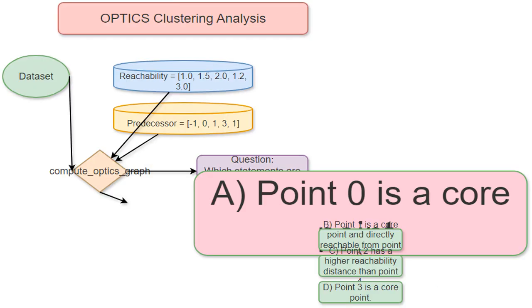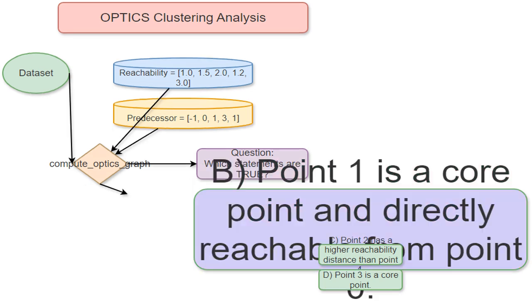I see that point 0 has a predecessor of -1, which indicates it's a starting point, or a noise point. Since it's a starting point and has a reachability value of 1.0, indicating it is surrounded by enough neighbors within the epsilon radius, then it must be a core point. Point 1's predecessor is 0, meaning it's directly reachable from point 0. Also, its reachability distance is 1.5, implying it's also a core point because it has a finite reachability distance.